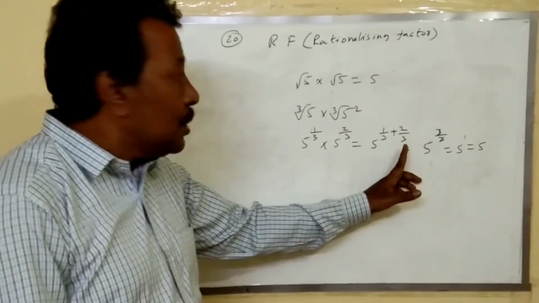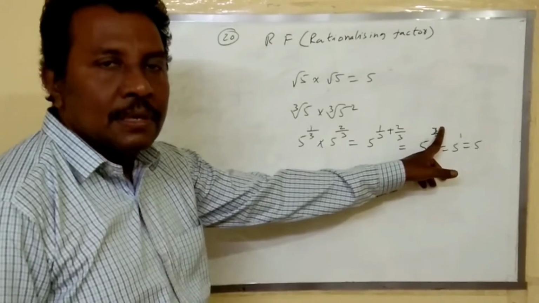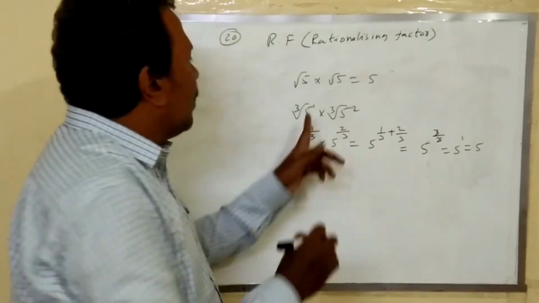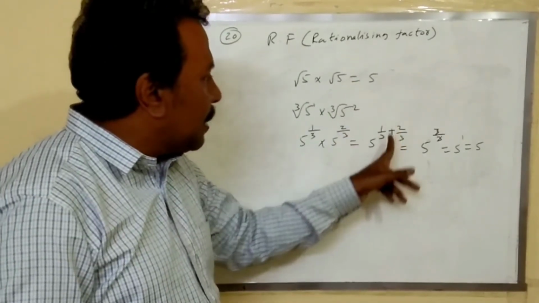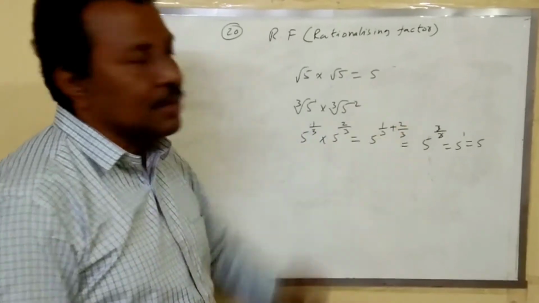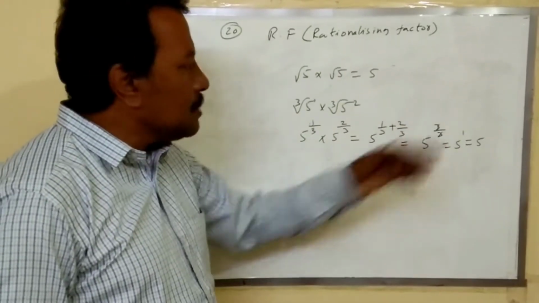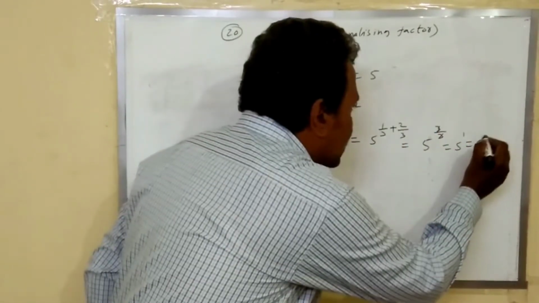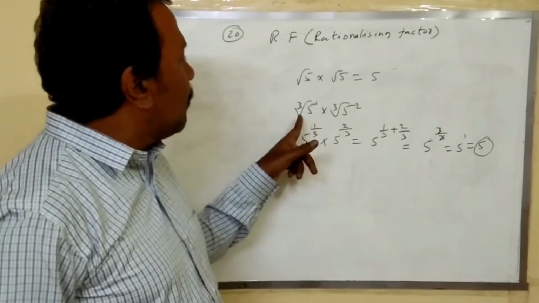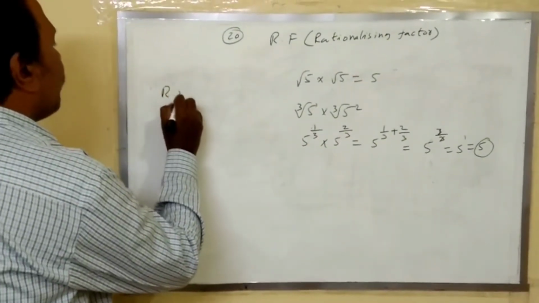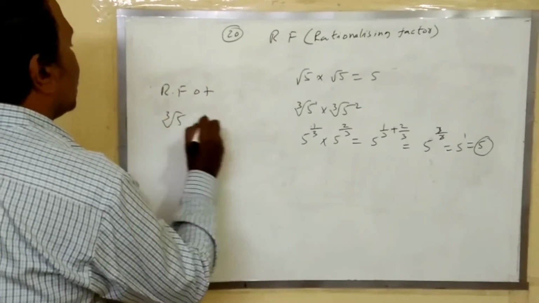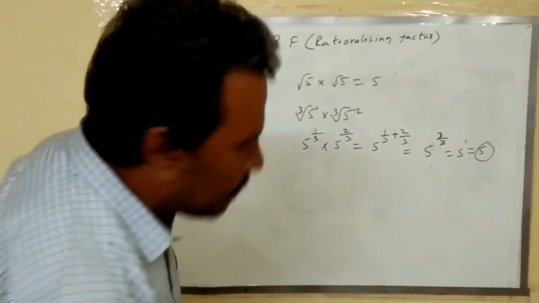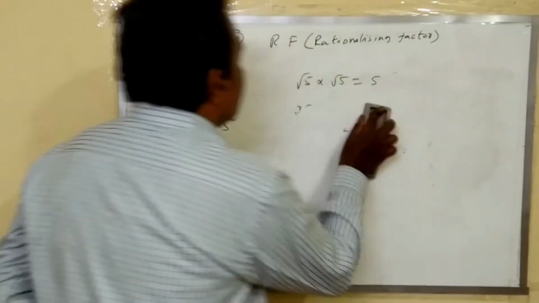That means I want to make the numerator and denominator equal. So for that I have to keep a 2 here. 5 power 1 by 3 plus 5 power 2 by 3: 1 plus 2 is equal to 3, so the numerator becomes 3. The numerator will be equal to the denominator, which is equal to 1. So finally we got a rational number. So what is an RF of cube root of 5? The RF of cube root of 5 is cube root of 5 square.